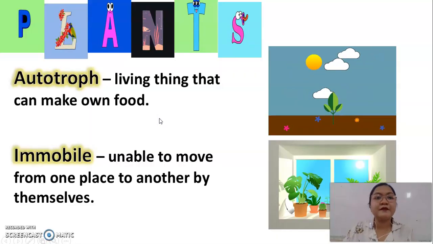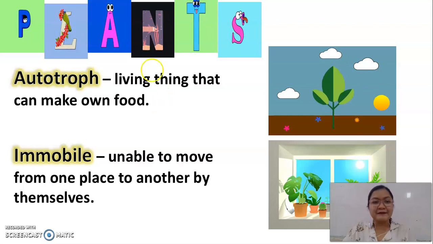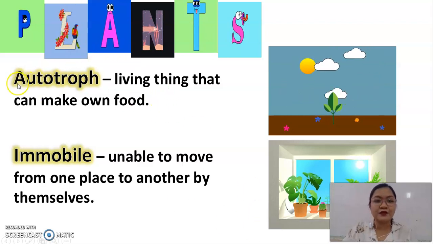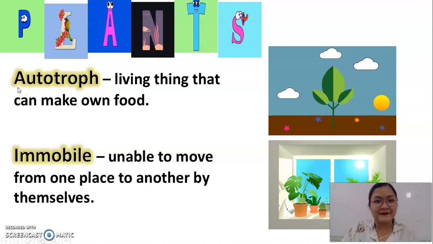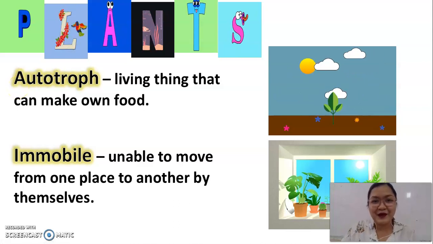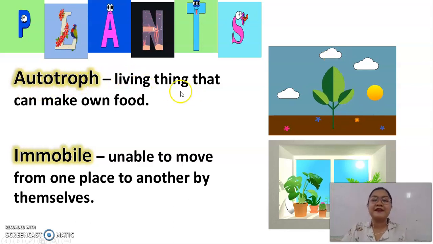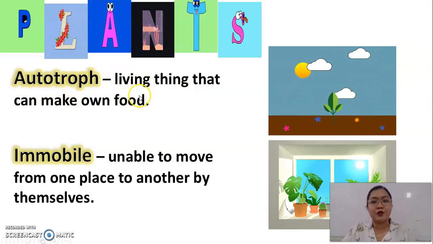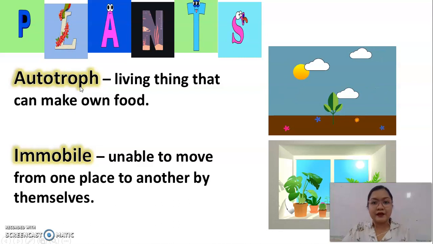So number 1, we have plants. Plants is an autotroph. Can you say autotroph? Again, one more time. Autotroph. Very good. Autotroph is a living thing that can make their own food. Again, an autotroph is a living thing that can make their own food.